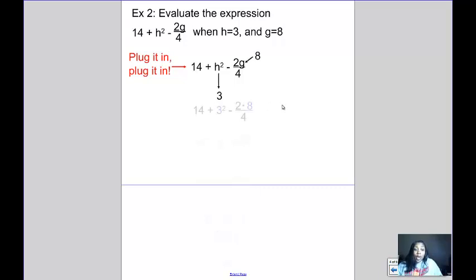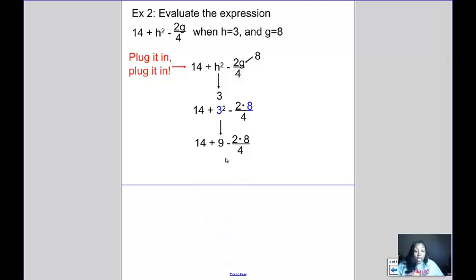So now our expression will be 14 plus 3 to the second power, because h was to the second power, minus 2 times 8 divided by 4. We have to make sure we're following the order of operations, which means we don't have any parentheses, but our exponent will come next. And so we know 3 to the second power, which is 3 times 3, will give us 9. So now we bring down everything we haven't done, and now again we're still following the order of operations.